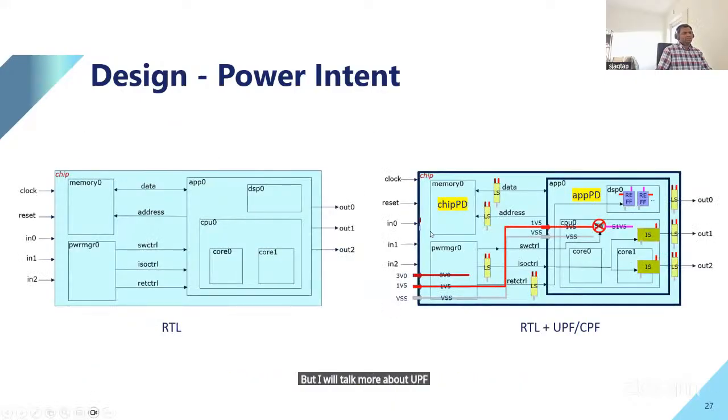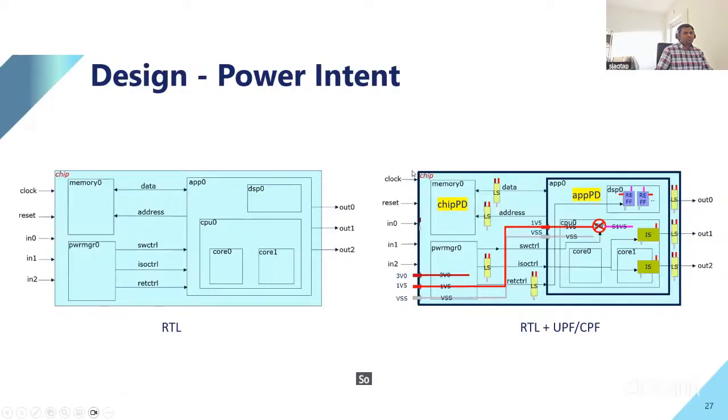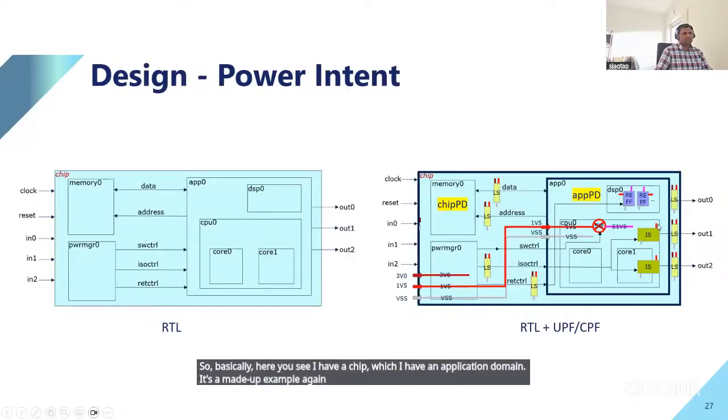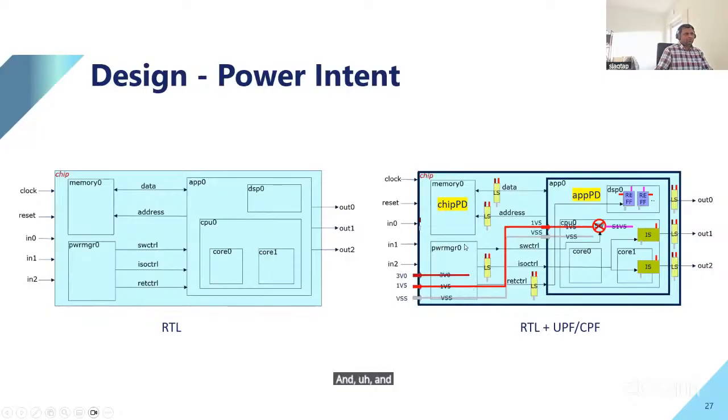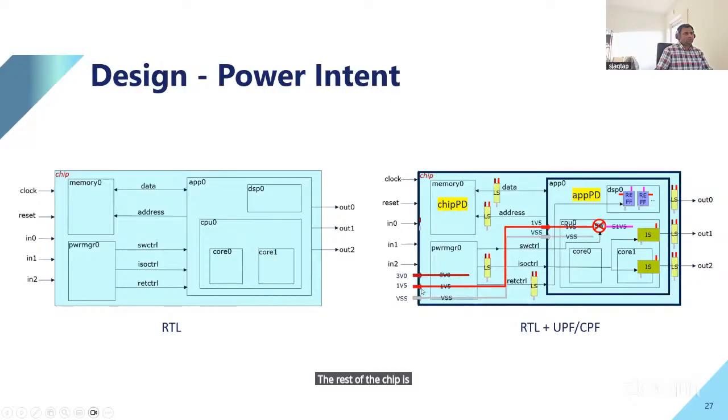Here also it's the same thing, and this slide I prepared around 10 years back. Here you see I have a chip which has an application domain. It's a made up example again. It has a DSP hierarchy, CPU hierarchy, memory, and the power manager. I have two voltage domains, one is 3 volt and another is 1.5 volt. The rest of the chip is powered on 3 volt, but only the application area is powered on 1.5 volt.